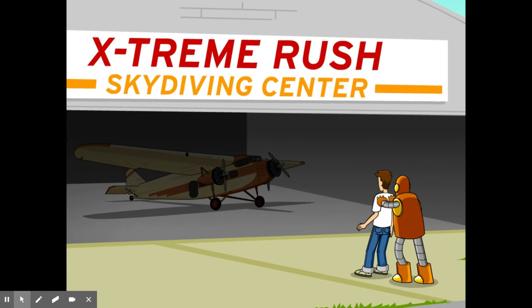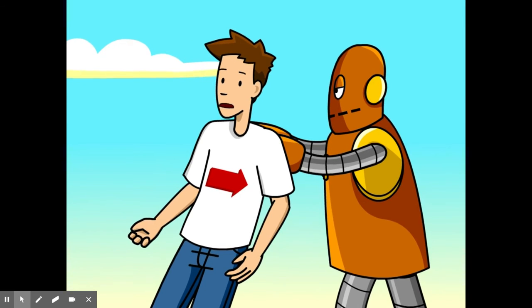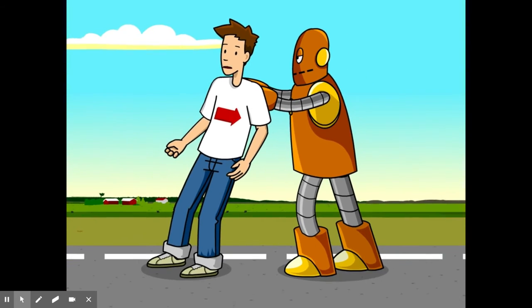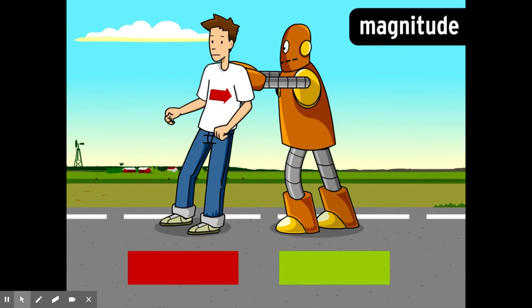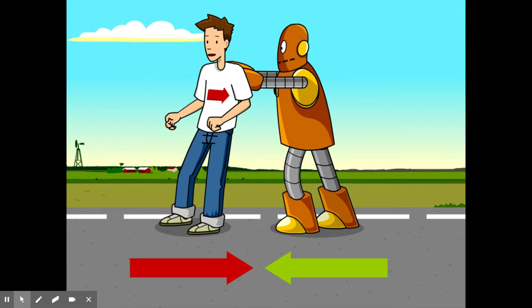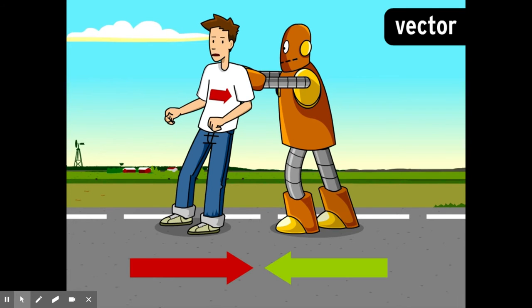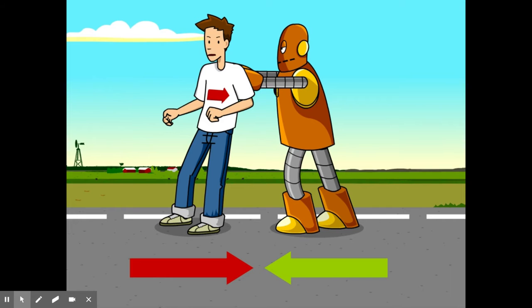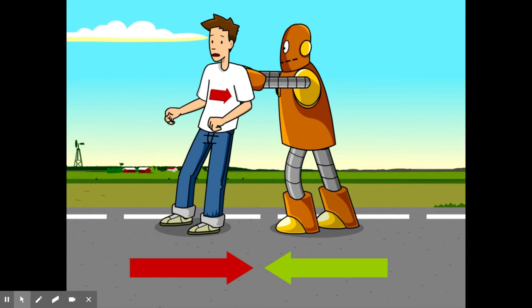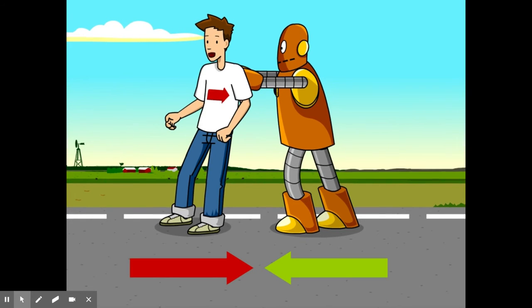Well, it's never really that simple. Objects usually have lots of forces acting on them at the same time. Each one has a magnitude, the size of the force, and a direction. Put in fancy science terms, we say force is a vector quantity. Like right now, we are pushing in opposite directions. But our forces are in balance, canceling each other out. That's why I'm not moving.